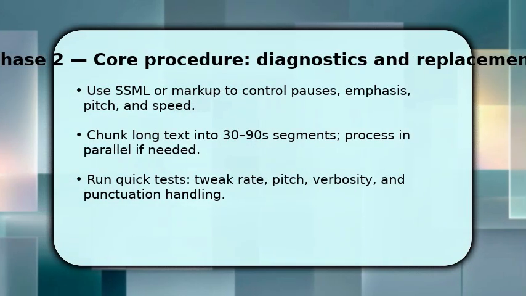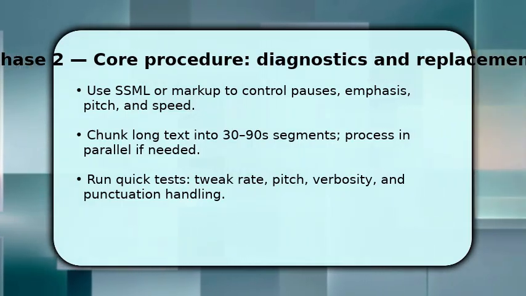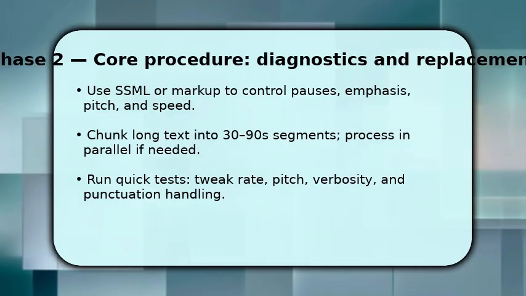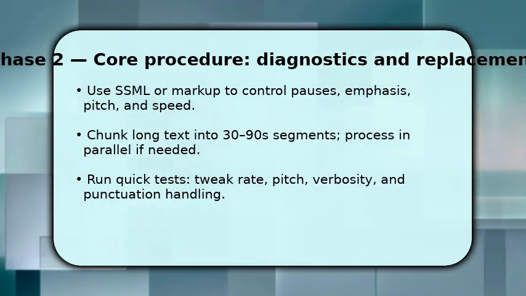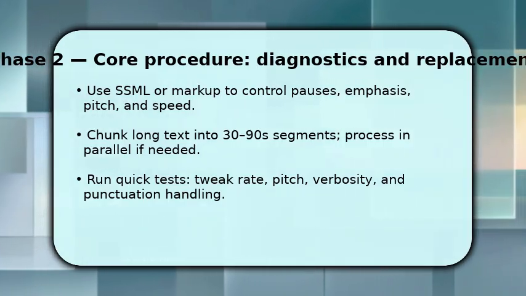Once you have text and a voice, format it using SSML or lightweight markup so the engine understands pauses and emphasis. This explains how to control pacing and emotion. Then split long documents into 30 to 90-second chunks. That prevents memory issues and lets you run parallel requests.